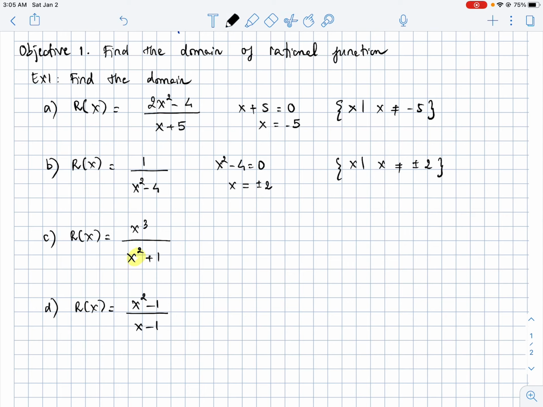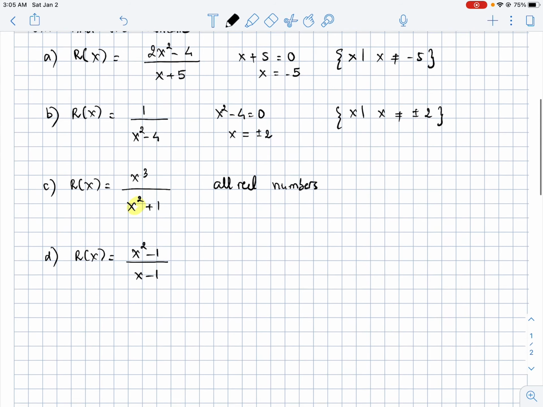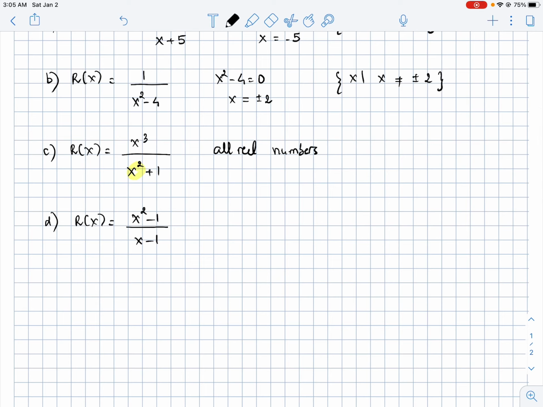In part C, x squared is always positive. When you add 1, the number becomes even more positive. So the bottom will never equal 0. So the domain of part C will be all real numbers.